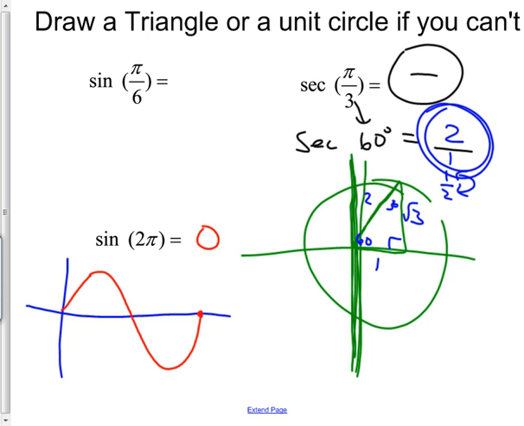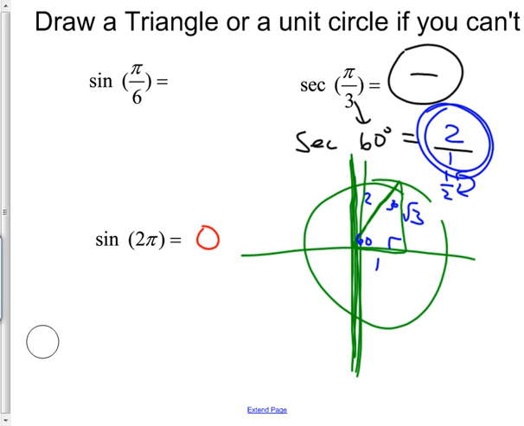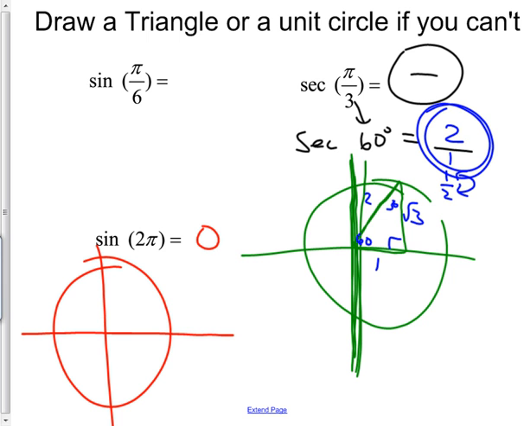Now, what if I don't have that memorized? I forget that there's a graph for it. Well, then I could make the little unit circle like this. Always start with one of these and say, where is sine of 360? Well, it's right there. There is no triangle. It's a straight line. It's a flat line. So then there's a point there.